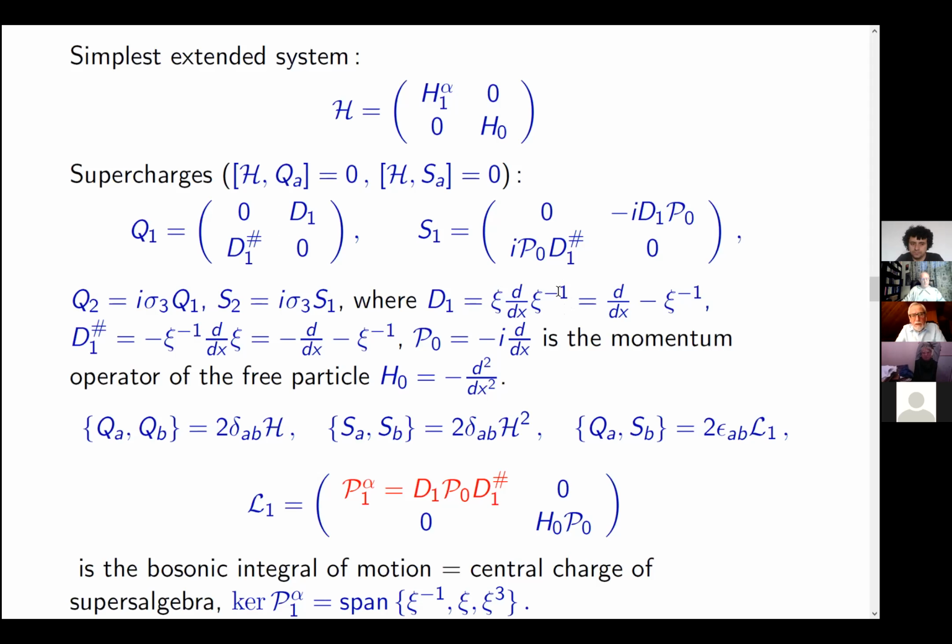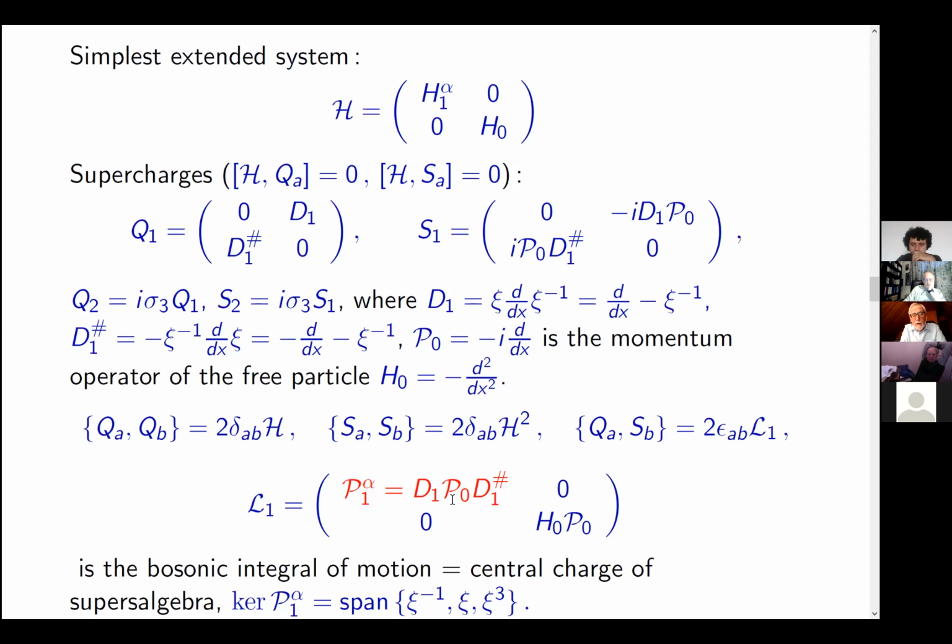But another pair of supercharges is constructed in terms of the second order intertwining operators, and the possibility to have these second order intertwining operators appears, as I mentioned before, from the special nature of this operator P1 alpha, which is the Lax-Novikov integral for the upper subsystem. And you see that it is the Darboux dressed form of the free particle momentum operator.